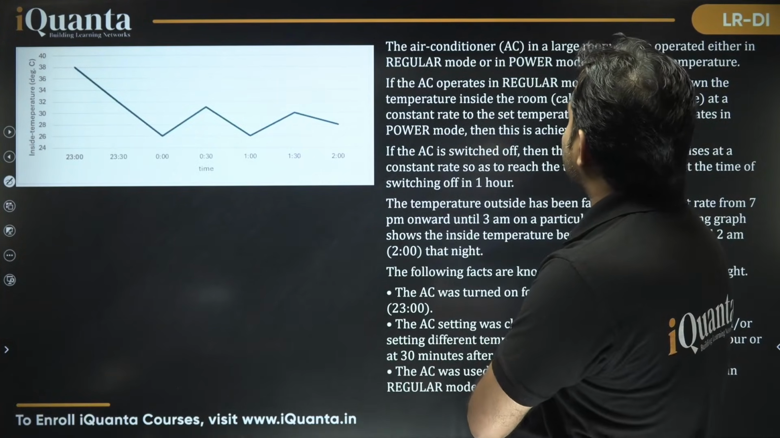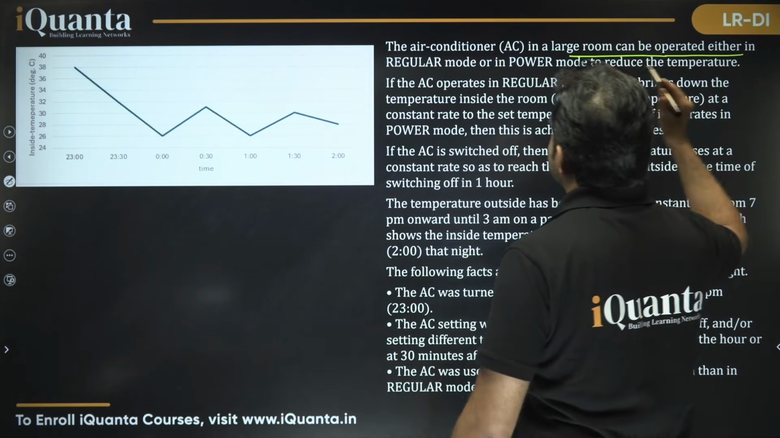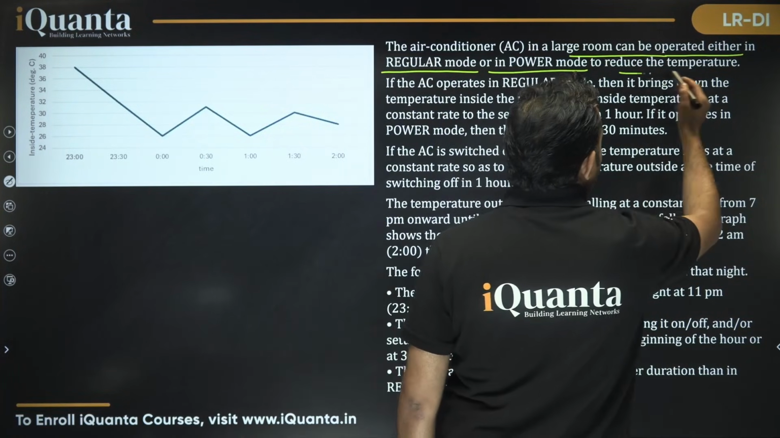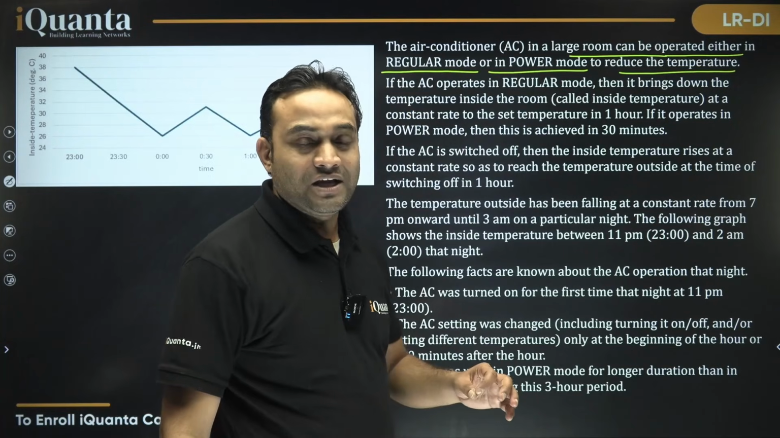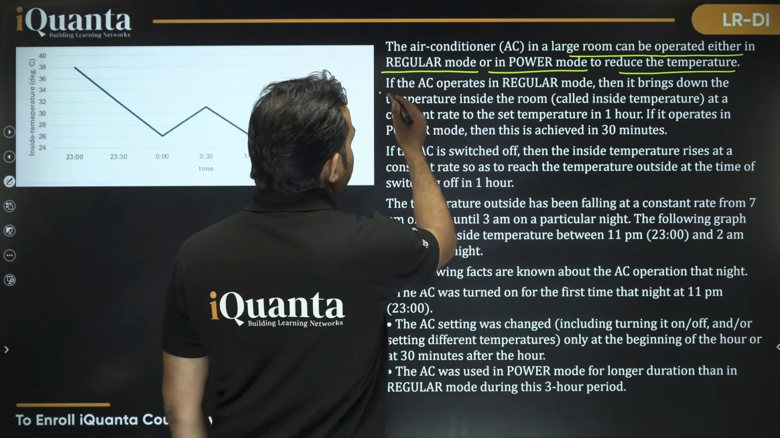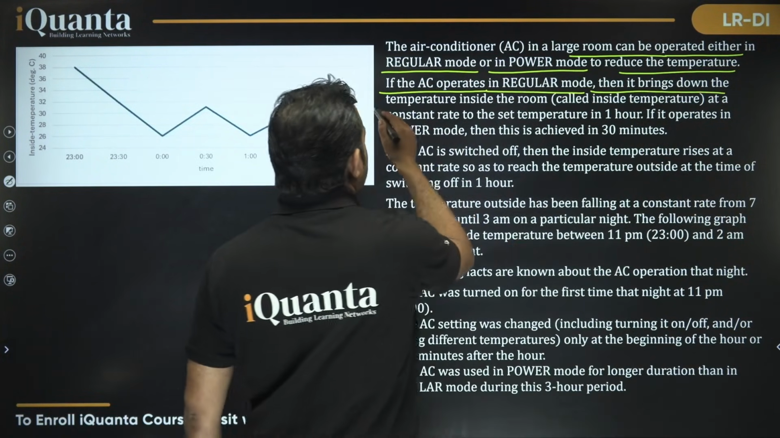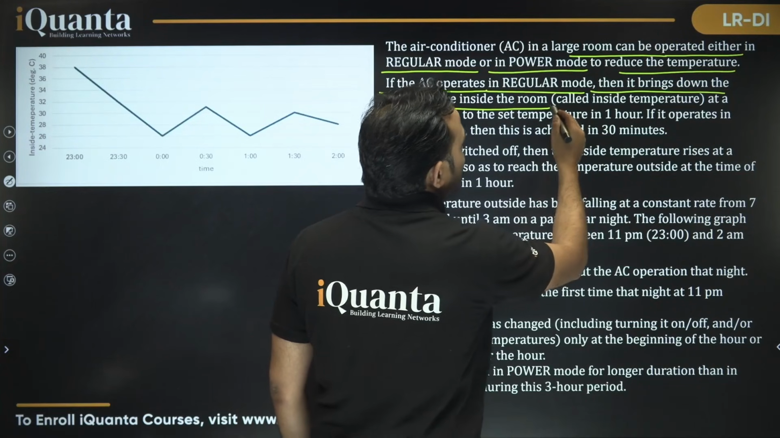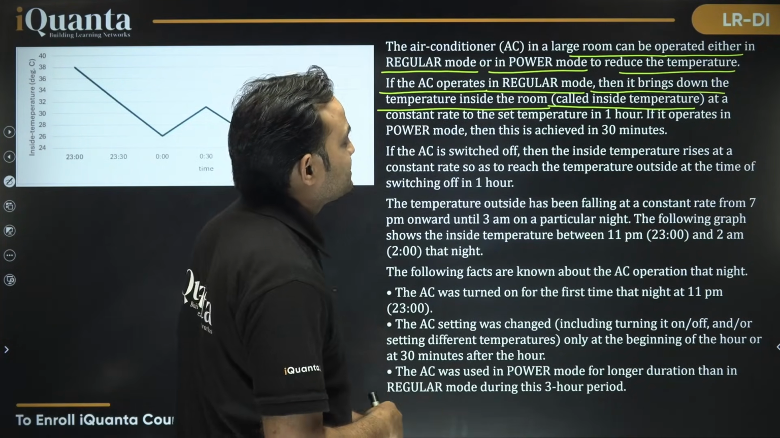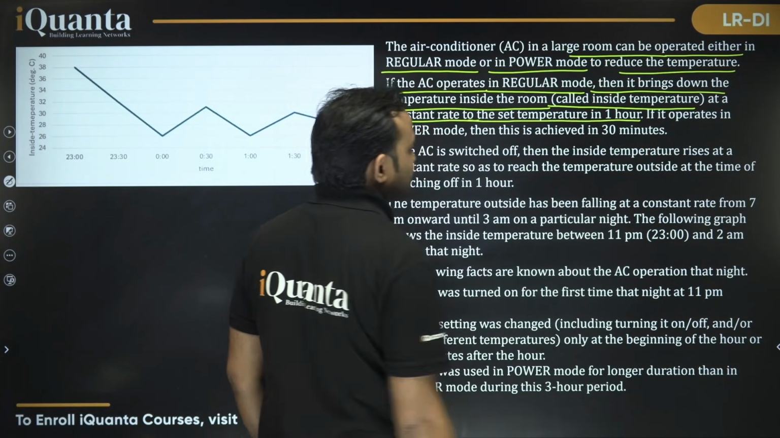So it says the air conditioner (AC) in a large room can be operated either in regular mode or in power mode to reduce the temperature. So you can only use the AC to reduce the temperature. That's it. If the AC operates in regular mode, then it brings down the temperature inside the room, called inside temperature, at a constant rate to the set temperature in 1 hour.